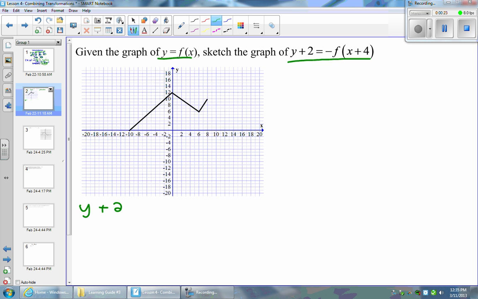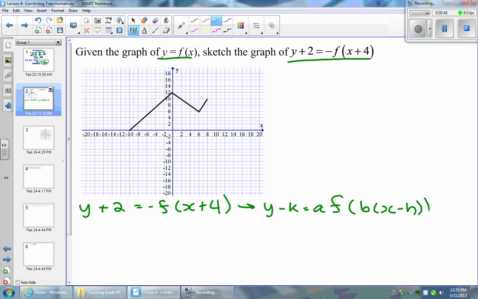this transformed function. Y plus 2 is equal to negative f of x plus 4. Okay? And when you're examining it, you're actually comparing it to the general form of a function being transformed. So you're comparing it to this function here. Y minus k is equal to a times f of b times x minus h, and you're going to close those brackets. So you're going to compare these two functions together. And what you want to do is identify your k and your a and your b and your h values, okay? So let's take a look.